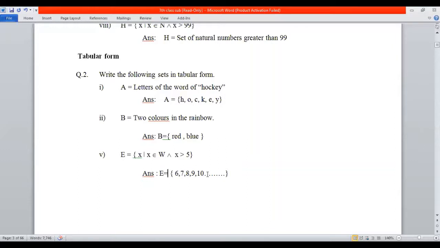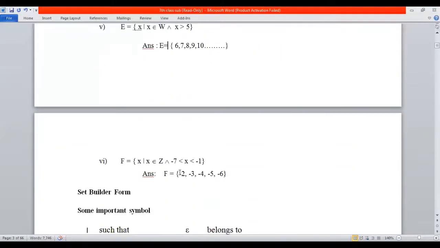We don't know the end, it is not given; we are just given the starting point that x is greater than 5. So all the numbers which are greater than 5 will come in this set, and this is the way to represent the set in tabular form. Now come to the last part of this question, that is part F. In part F, again, it's given in set builder notation.